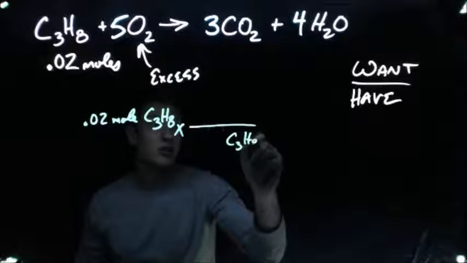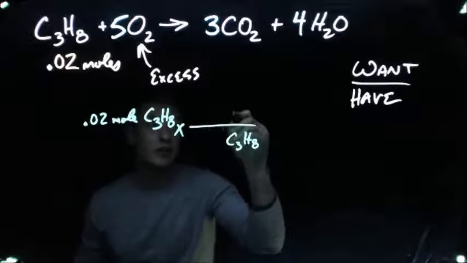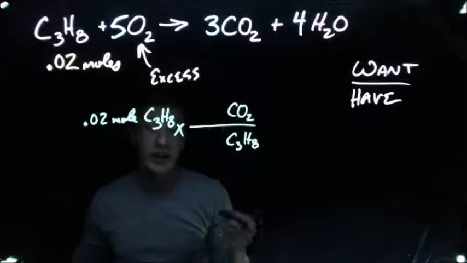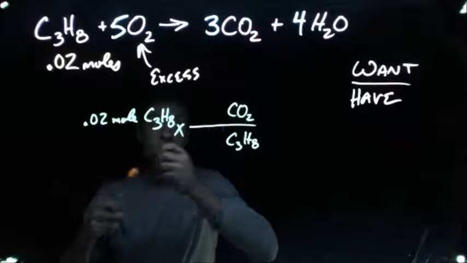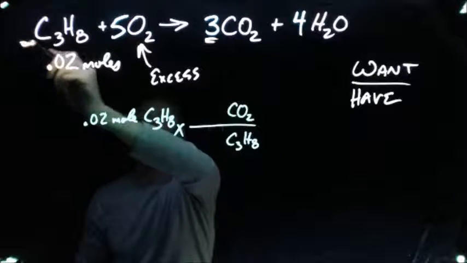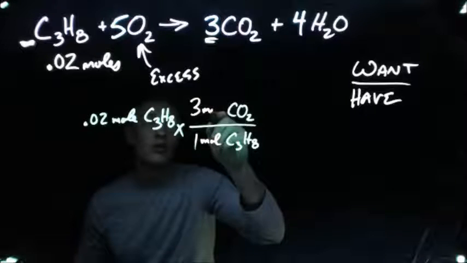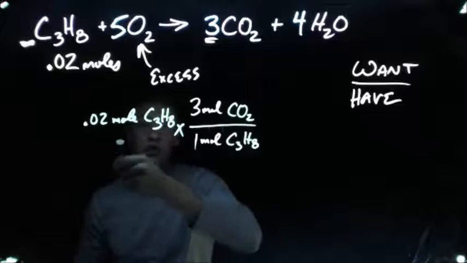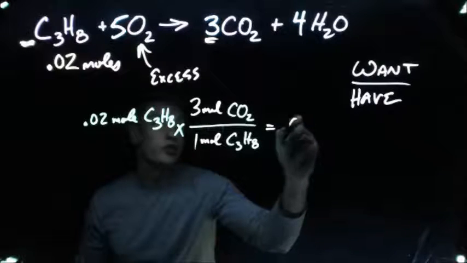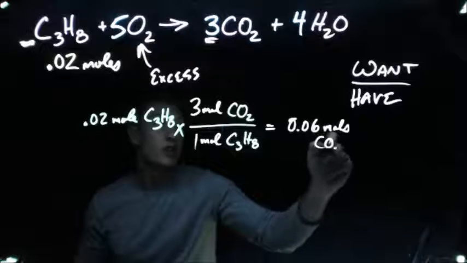So when I multiply it by the mole ratio, C3H8 is going to go on the bottom. And let's do carbon dioxide first. So CO2 goes on top because that's the thing that I want to answer the question about. And then in terms of the numbers, I'm just going to go back to the balanced equation. And so it is 1 mole of propane for every 3 moles of CO2. And so when I combust 0.02 moles of propane, I will produce 0.06 moles of CO2.